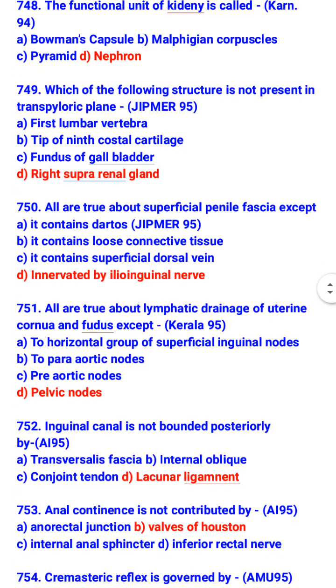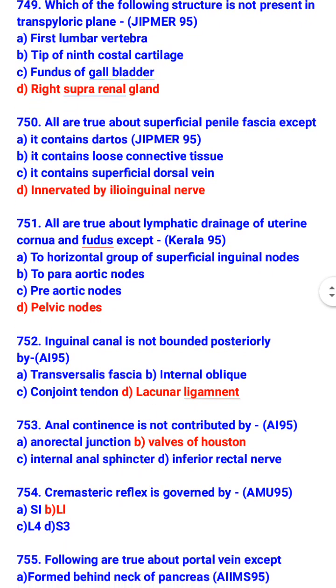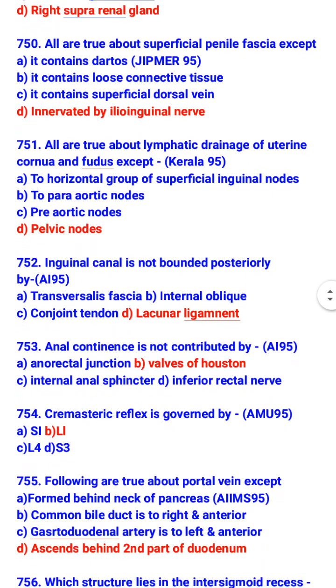All are true about lymphatic drainage of uterine cornua and fundus except pelvic nodes. So lymphatic drainage of uterine cornua and fundus is to horizontal group of superficial inguinal node, to para-aortic node and pre-aortic node. Inguinal canal is not bounded posteriorly by lacunar ligament. It is bounded by transversalis fascia, internal oblique, and conjoint tendon.